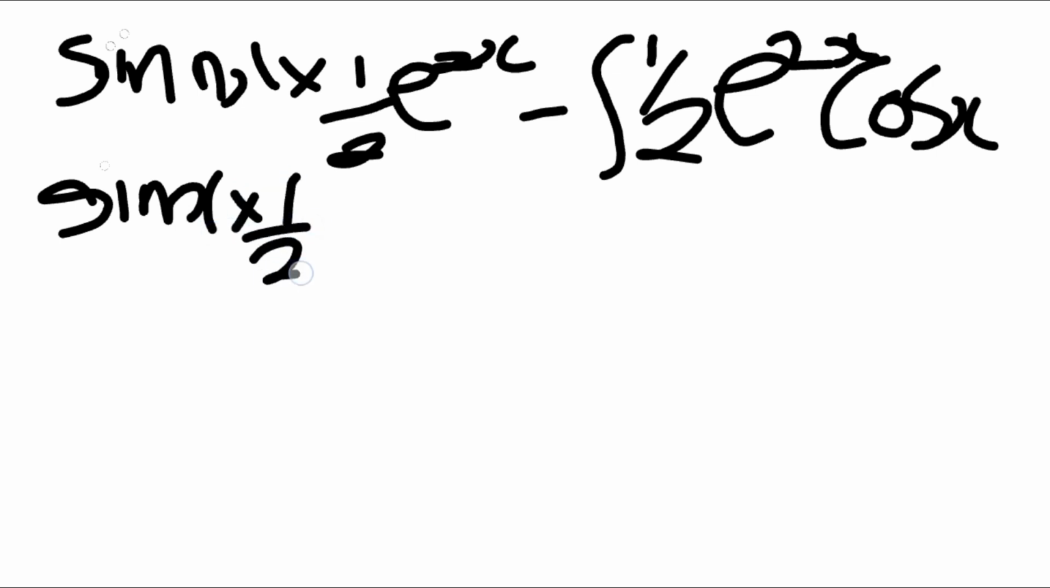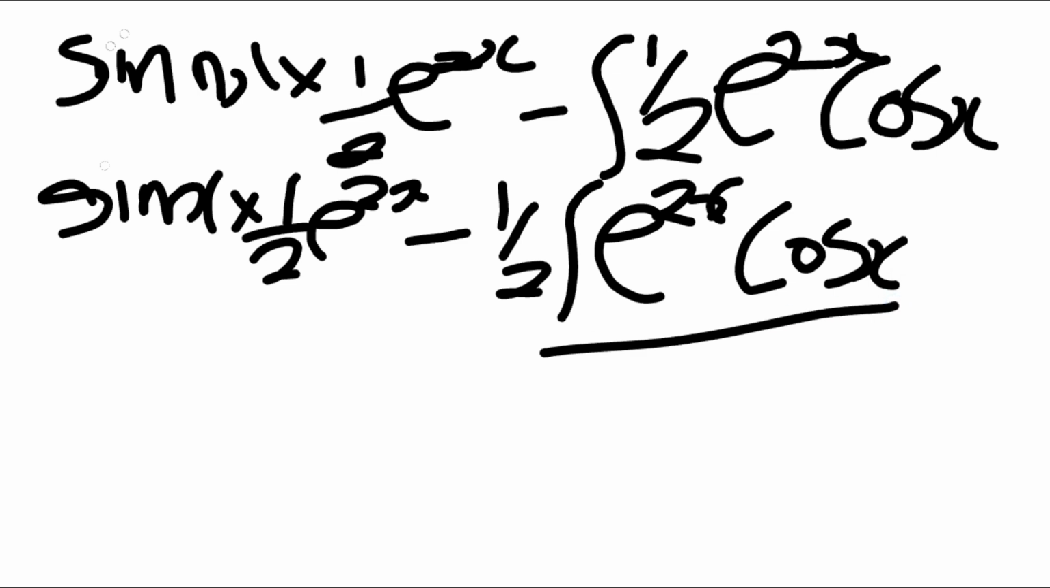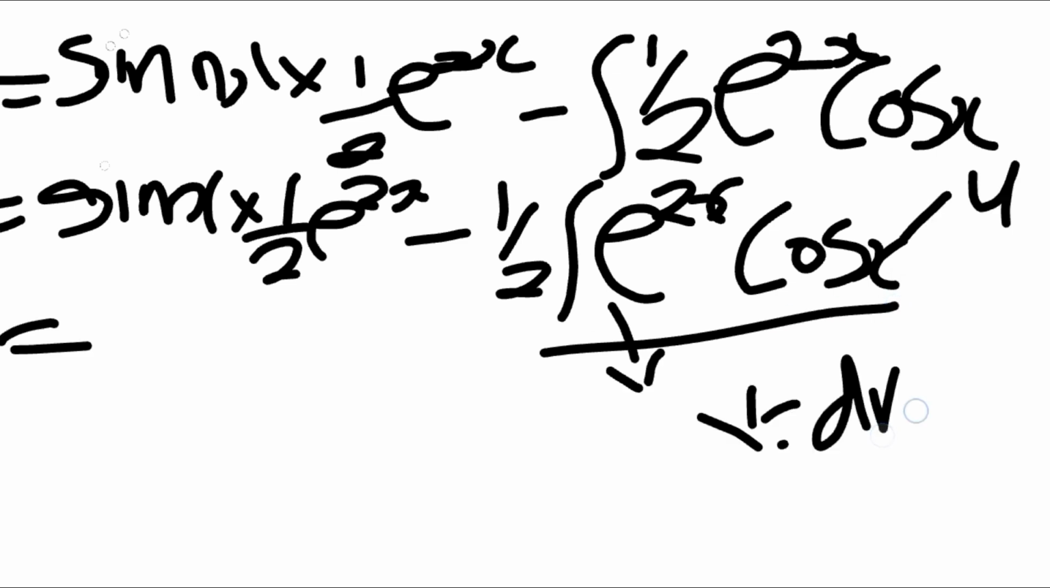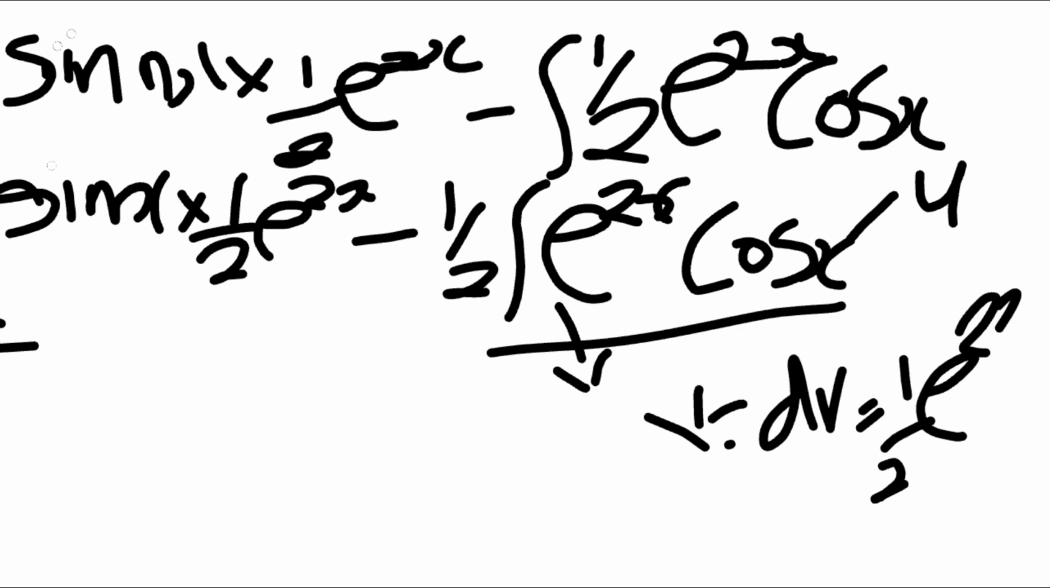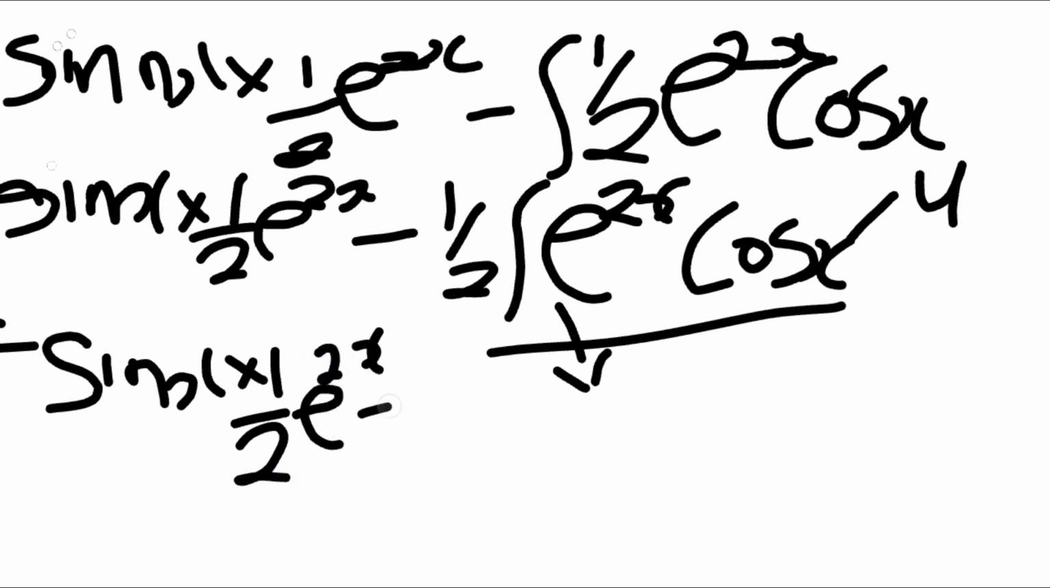If we factor out 1 over 2, we're going to be having sine x multiplied by 1 over 2 e raised to the power of 2x minus 1 over 2 the integral of e raised to the power of 2x cosine x. So what do we do now? We integrate e raised to the power of 2x cosine x, which is equal to 1 over 2 e raised to the power of 2x, as we stated earlier. Sine x, we're going to write in this first one back. Sine x multiplied by 1 over 2 e raised to the power of 2x minus 1 over 2 integral of e raised to the power of 2x cosine x.